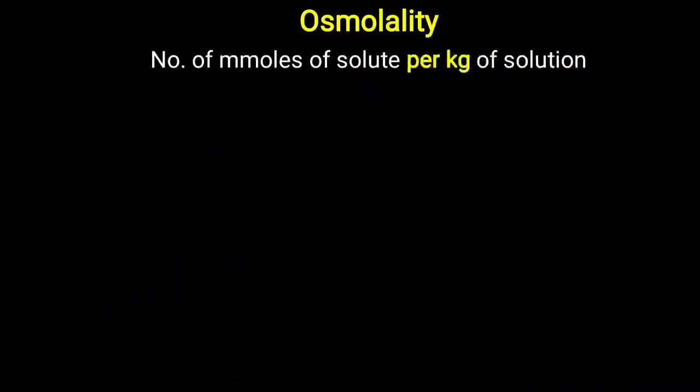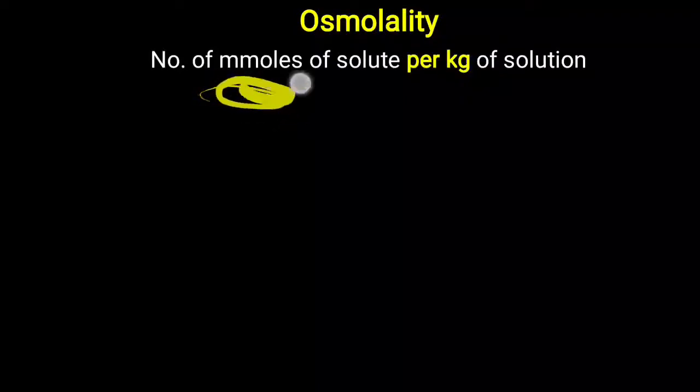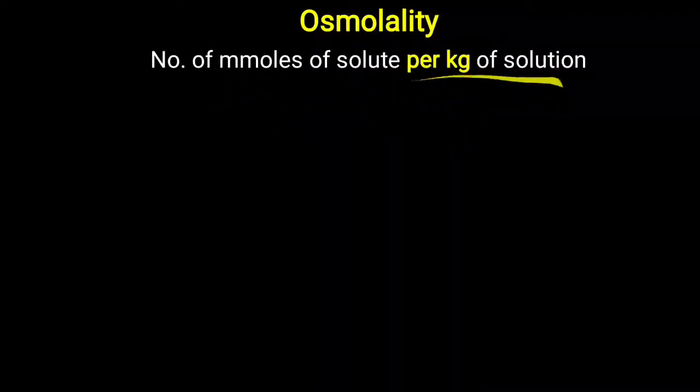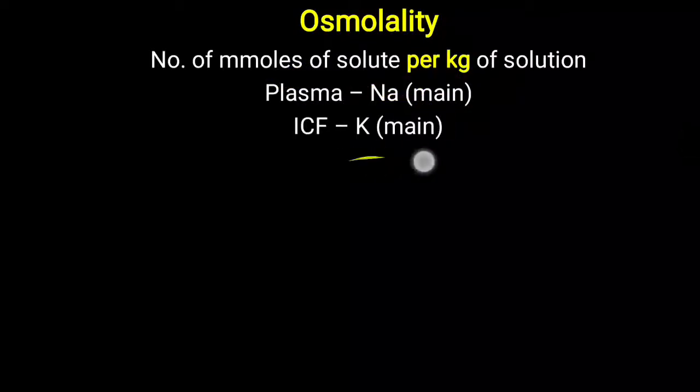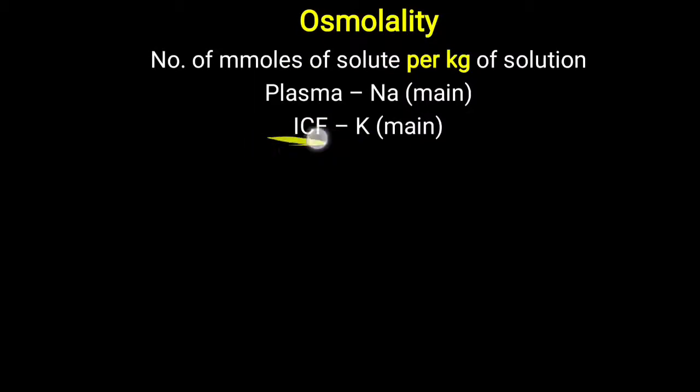The simple meaning of osmolarity is the number of moles or millimoles of solute which is present per kilogram of solution. When we are talking about plasma osmolarity, it is mainly exerted by sodium, because sodium is the main solute in the plasma. In the same way, for the intracellular fluid, potassium is the main solute. So intracellular fluid osmolarity is mainly exerted by potassium.